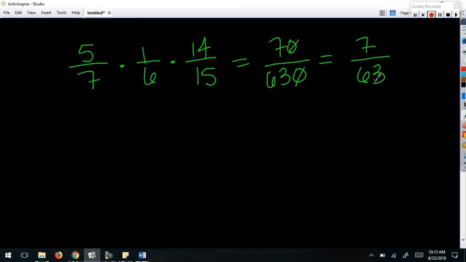Can I simplify that any further? Yes. By 7. You're exactly right. So if I divide the top and the bottom by 7, I get, and I'm going to have to come down here because I'm out of room, 1 over 9, you're exactly right.